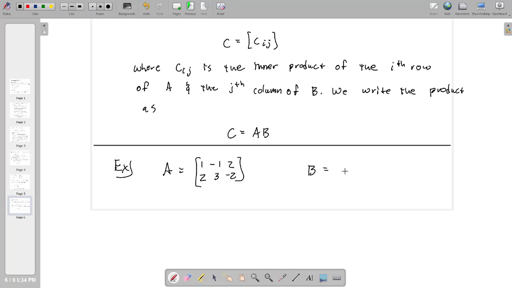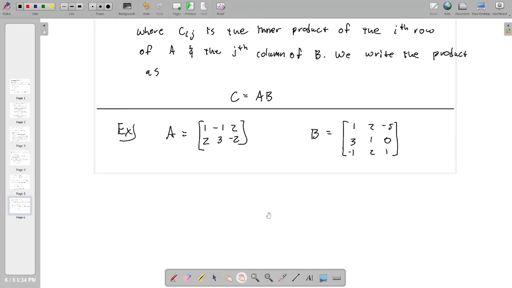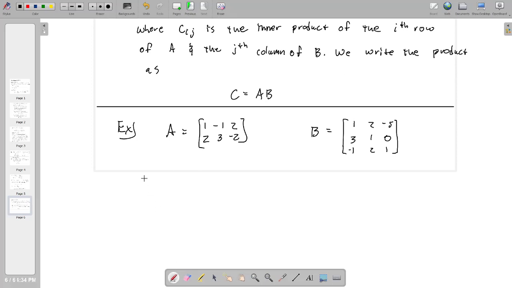And B is equal to 1, 2, negative 5, 3, 1, 0, negative 1, 2, 1. Say that we have these two matrices. Can we find AB?